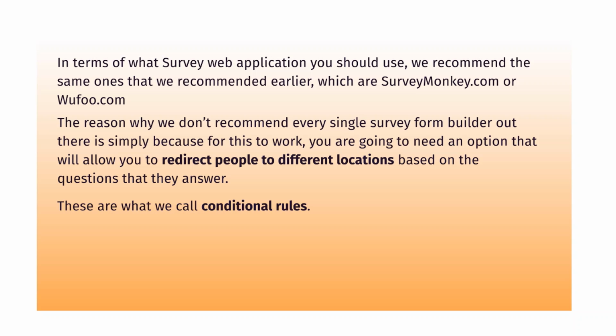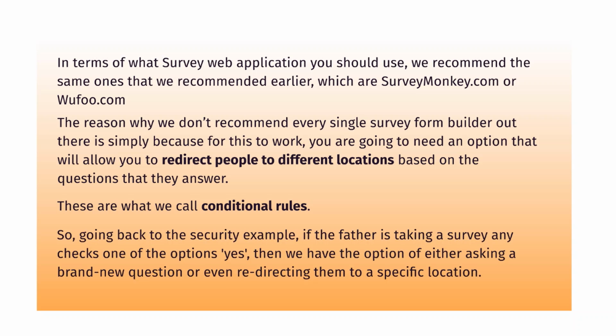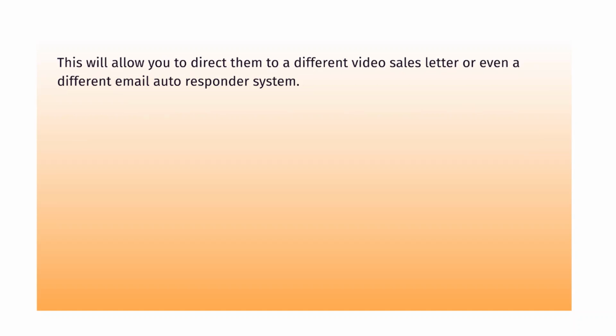Now, what these are called are conditional rules. If a person says, yes, I'm an elderly couple, then send them here. If they say that they are a father of a family, send them here. If, then. So you need the conditional rules, and the form builder needs to be complex enough to offer those as options. So going back to the security example, if the father is taking the survey and checks that, yes, we want to redirect them to a specific location.